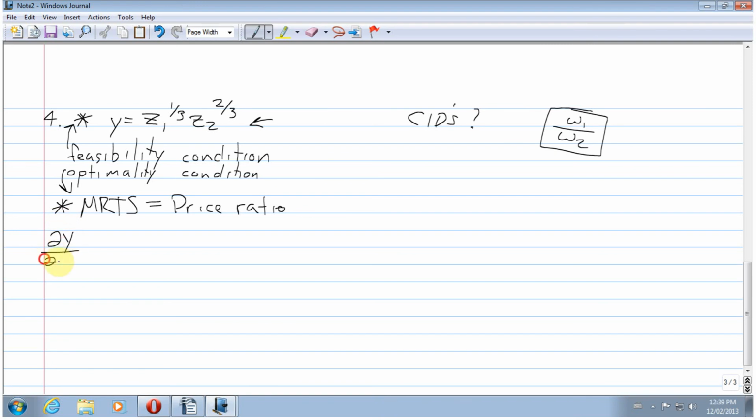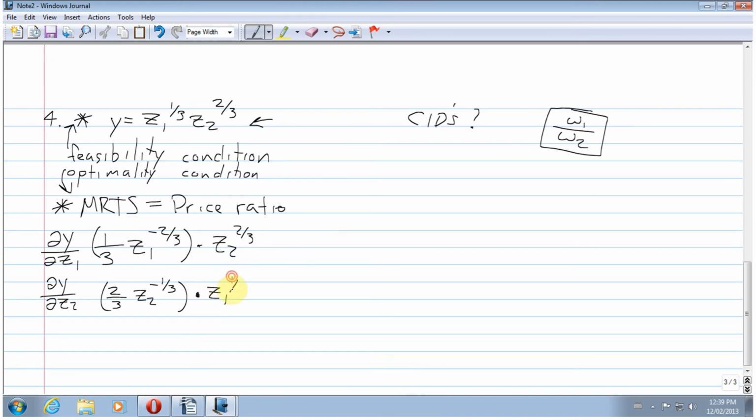Right, and MRTS, of course, is dy/dz1 over dy/dz2. So just taking the derivative of this whole thing, dy/dz1 is 1/3 z1 to the negative 2/3 times z2 to the 2/3. And then dy/dz2 is going to be 2 over 3 z2 to the negative 1/3 times z1 to the 1/3.